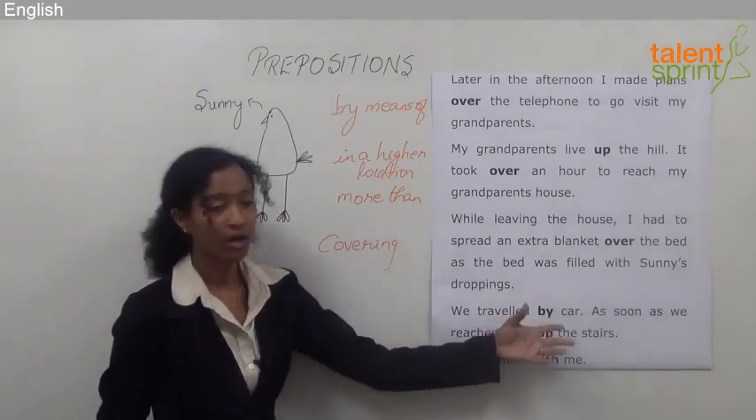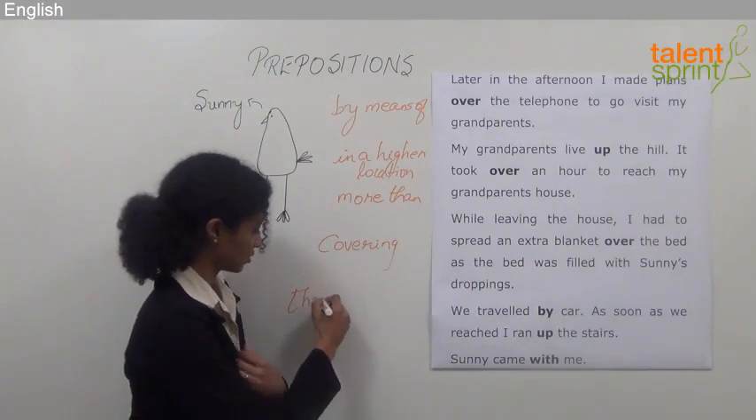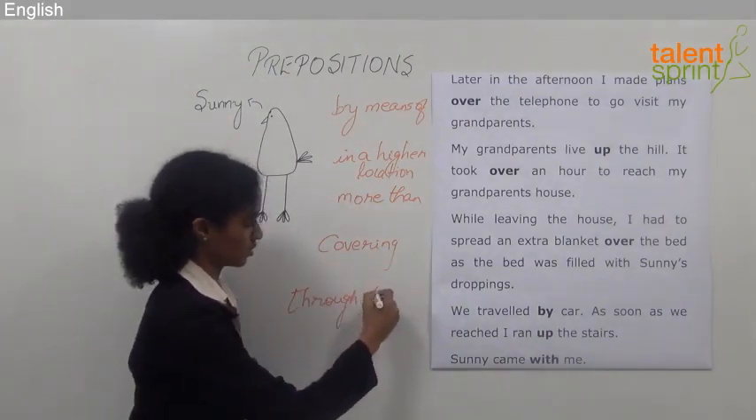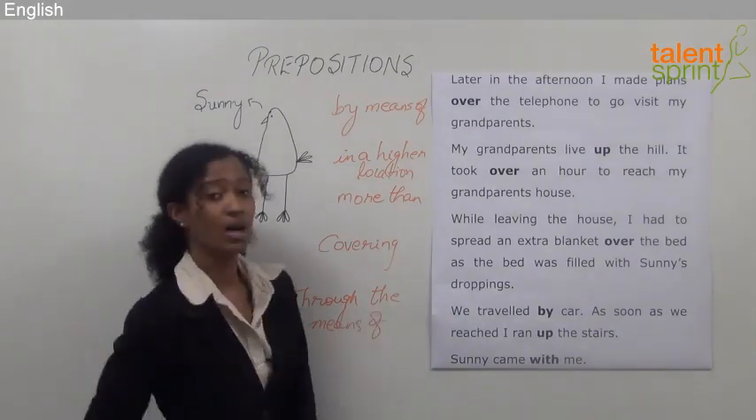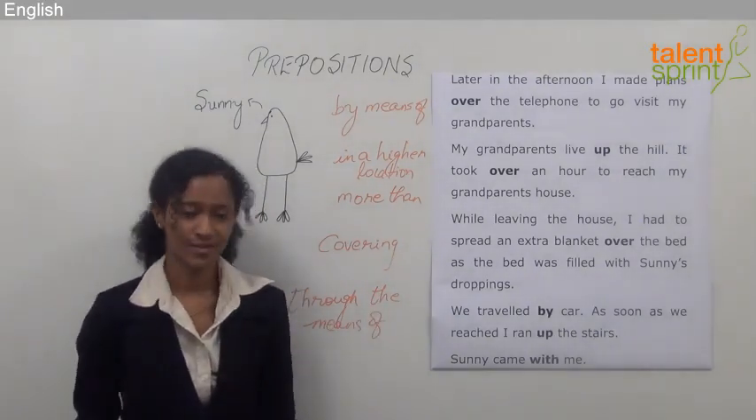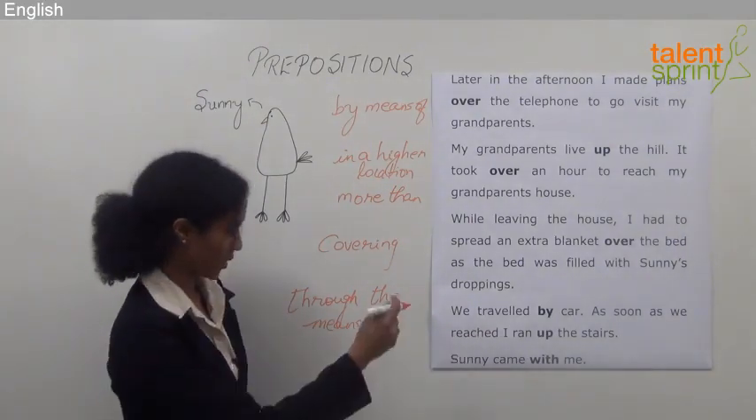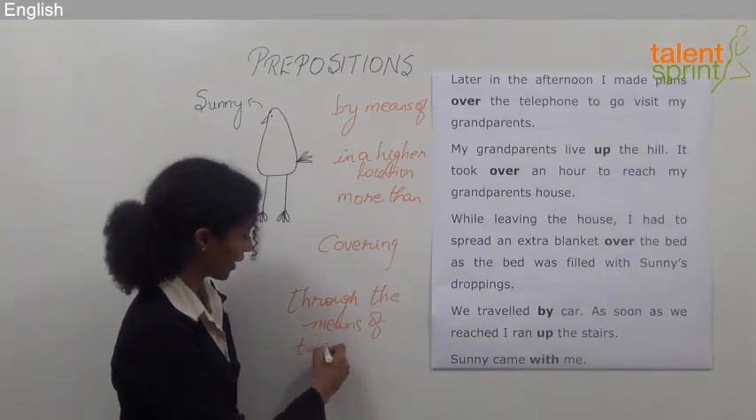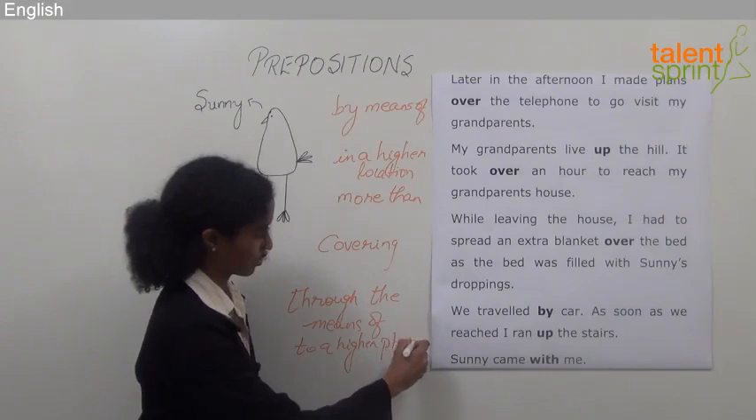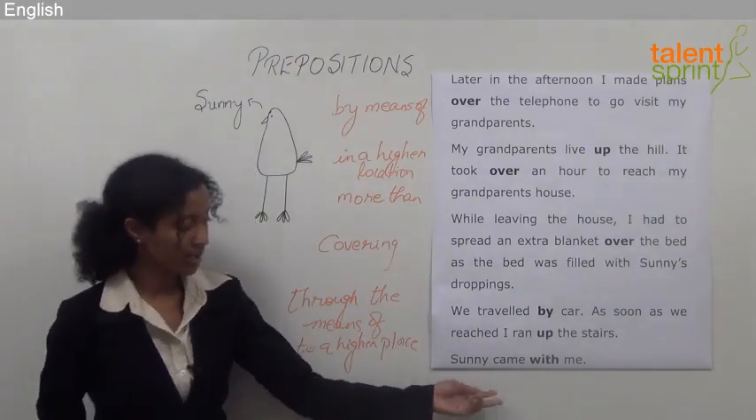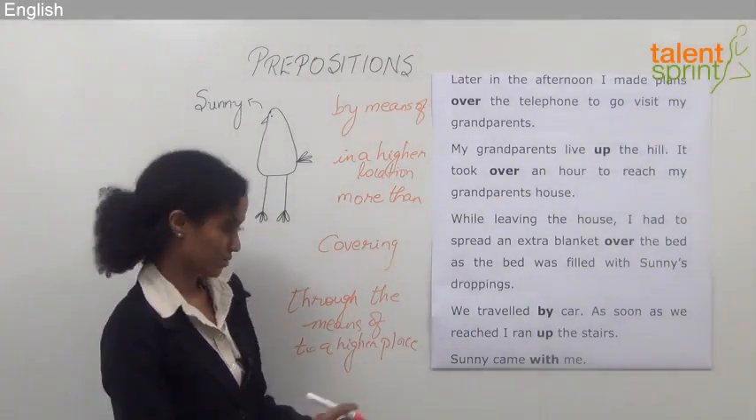We traveled by car. Here by represents through the means of. How do you travel to work? I travel by bus, through the means of. As soon as we reached, I ran up the stairs. Here up represents to a higher place. And in the last sentence, Sunny came with me. With represents accompany. Sunny accompanied me.